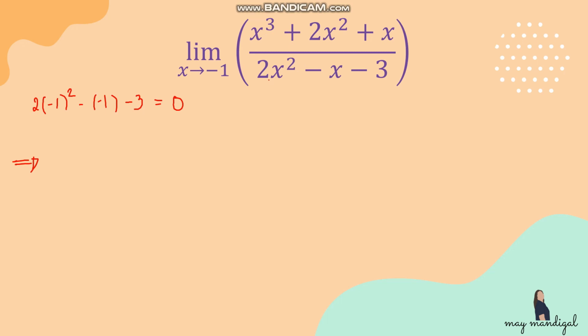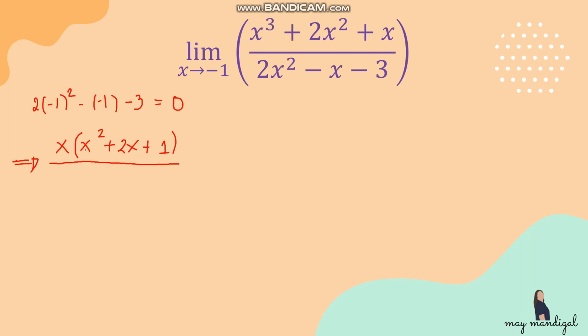So how are we going to simplify this? You can apply different factoring techniques. Find ways on how you can simplify the given rational function. For the numerator, since it's x cubed plus 2x squared plus x, all of the terms have the variable x. So what we can do is just factor out x. Then x times, factor out x from the numerator, we will have x squared plus 2x plus 1.